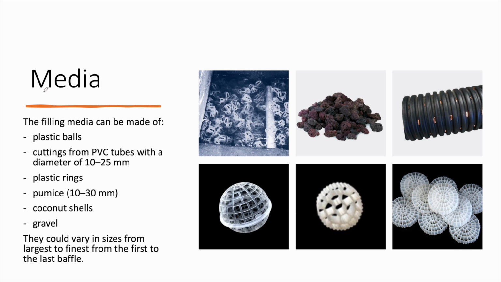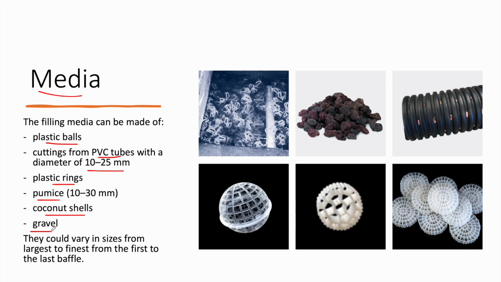Now let's check the media that is placed within the anaerobic filter. The types of media are really simple. It can be simply plastic bowls. As you can see here, it can be PVC tubes that are cut with a diameter of 10 to 25 millimeters, which is what you are seeing in this picture. It can be plastic rings. It can be pumice, like what we are seeing here, these light gravels that are a little bit perforated. We can use coconut shells, gravel.